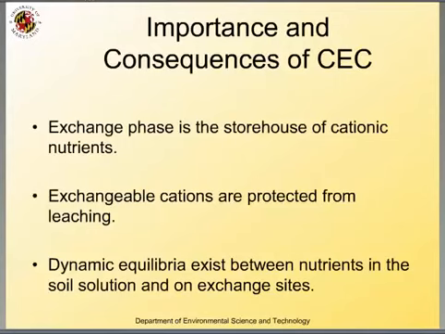Why is it important? Well, the exchange phase is the storehouse for cationic nutrients. When cations are absorbed to exchange sites, they're protected at that moment at least from leaching. They're not in the soil solution. They won't go anywhere if it rains or you irrigate. They're in a sense protected by being absorbed onto these exchange sites. There is, however, a dynamic equilibrium between the nutrients in the soil solution and on the exchange sites. So if the conditions in the soil solution change, there's probably going to be some changes on what's on the exchange sites also. So remember we talked about dynamic. Here's where that dynamic really is manifested.